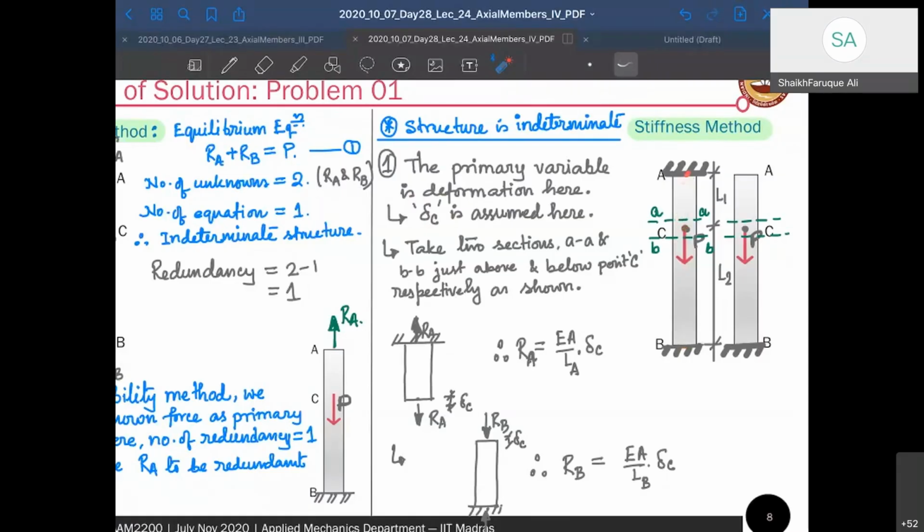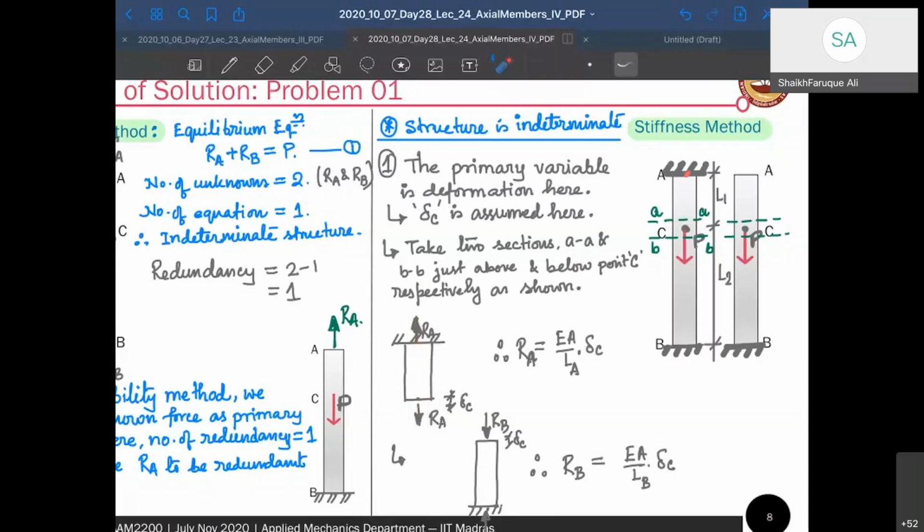So what will happen? I will take a free body diagram just above the point C, and I'll take a free body diagram just below the point C. Okay, take two sections at A and B, just above and below the point C. If I take just above point C, then I don't have any force acting there. So this is my section just above C. What will be the force acting there? There should be RA on this side and RA on that side, right?